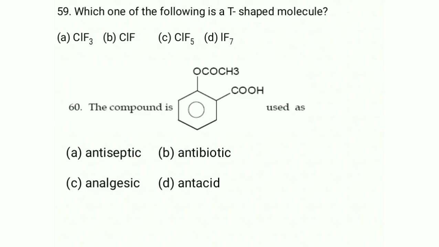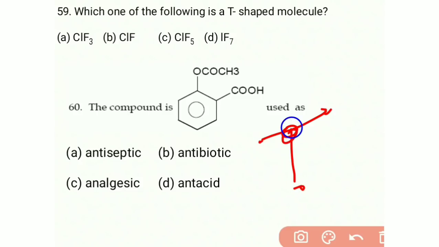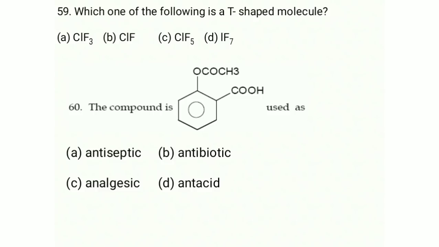Which one of the following is a T-shaped molecule? Very simple. See here, what is very important is to form this T shape. One center surrounded by 3 is the correct answer. So definitely one center surrounded by 3, that is only one. So the answer for this question is A. Here it is not necessary to calculate hybridization, nothing. One center surrounded by 3, answer is A.